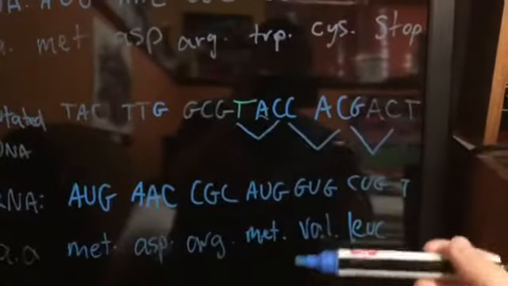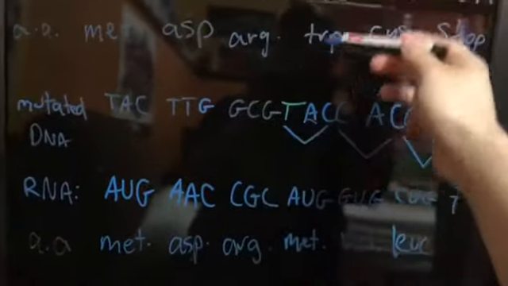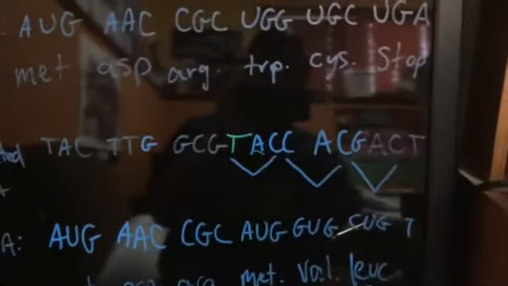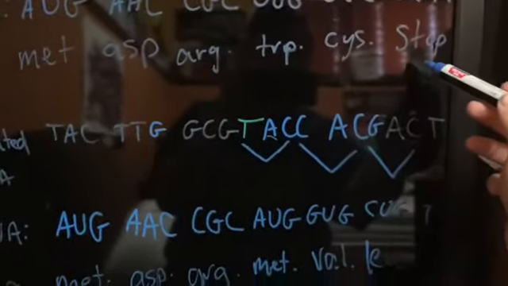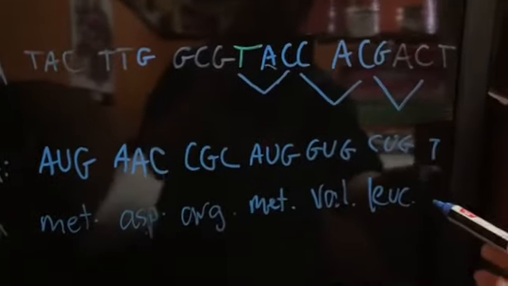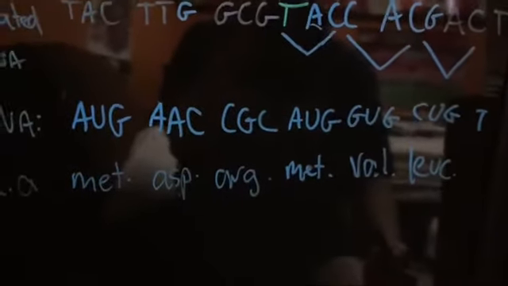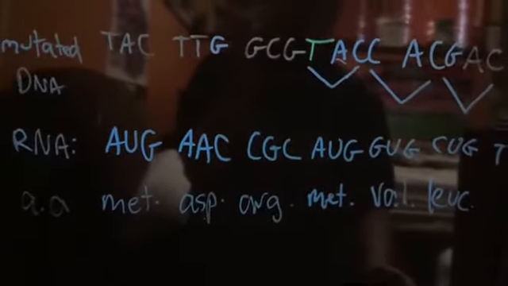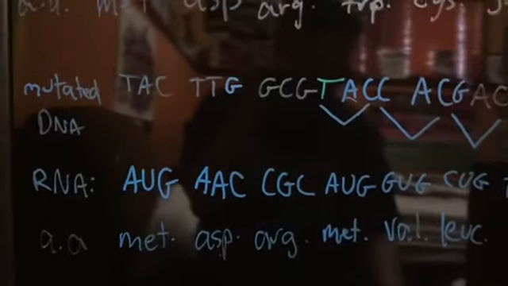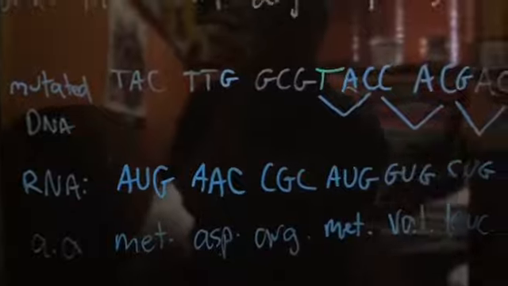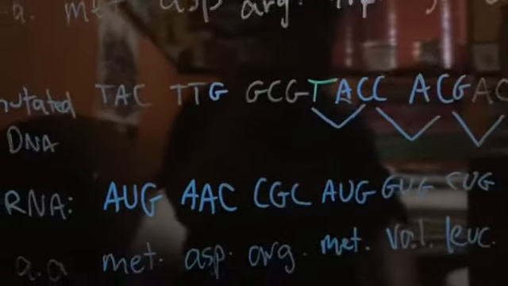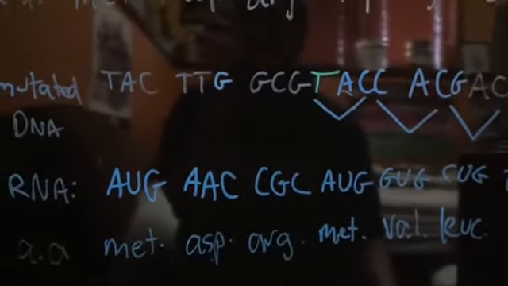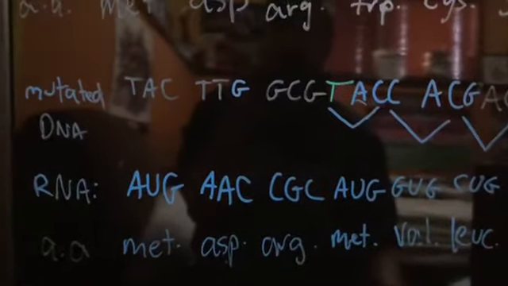So if we compare it to our original one, which is here, at this point here is where we get a difference. And another thing you'll notice is here we had a stop codon, but here we don't have a stop codon. So our amino acid sequence is completely different, and it produces a completely different protein. So what happened was we lost our stop signal, and all of our amino acids after that point of mutation completely changed. So that's one thing that can happen with insertion.